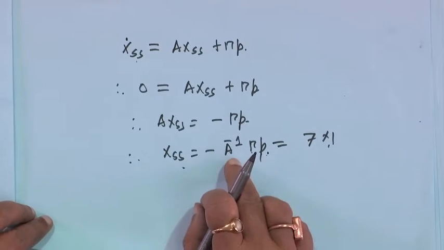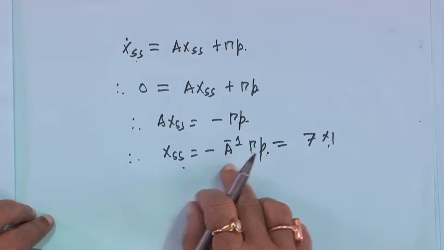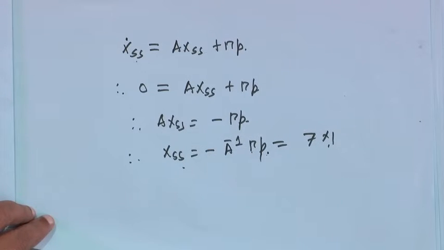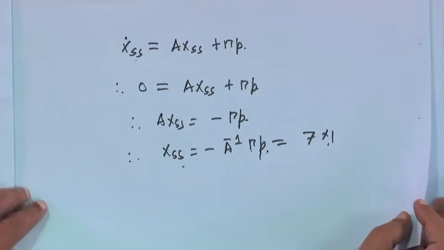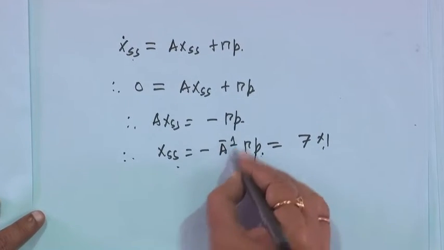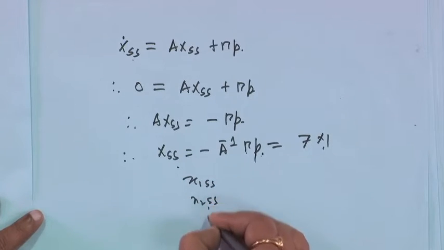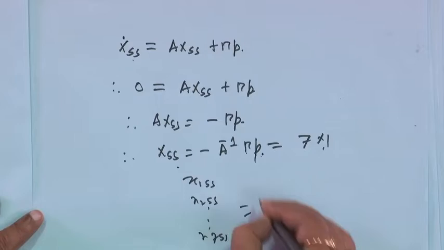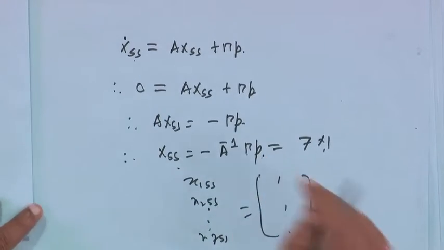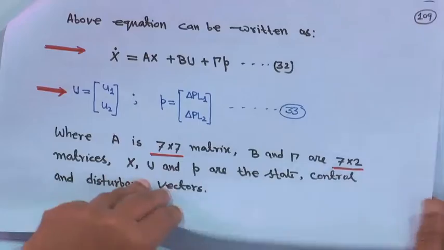So, that is an easy way to find out the steady state value. Of course, A inverse has to exist, then only it is possible, otherwise it is not possible. So, this will be a 7 into 7, and the values we get will be x1 ss, x2 ss, up to x7 ss, all the steady state values. You can easily verify in MATLAB also. So, that is what I told you about x dot is equal to Ax plus Bu plus gamma p.